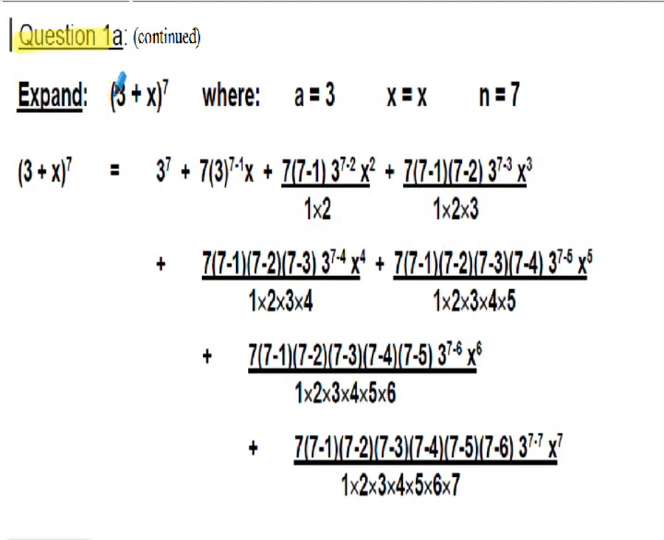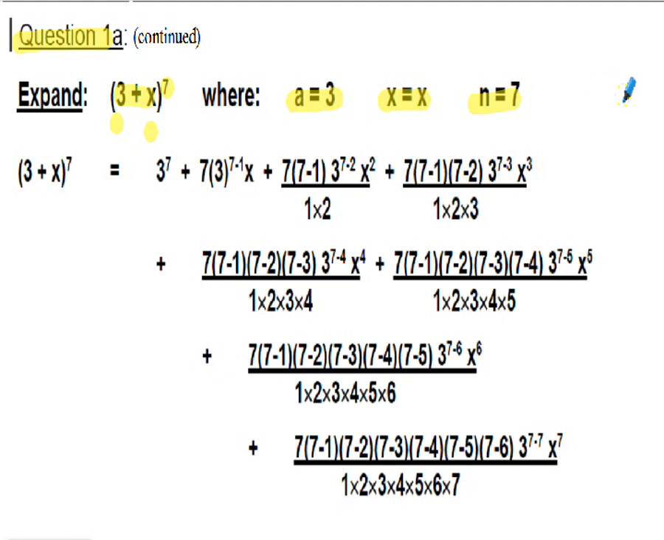Question 1a continued here. We're expanding 3 plus x to the power of 7. Don't forget, in this case, the first term in our bracket is a, so a is equal to 3, and the second term is the x. In this case, x is x. Not always that case, but it is in this particular situation. And n is equal to 7, the power is 7.